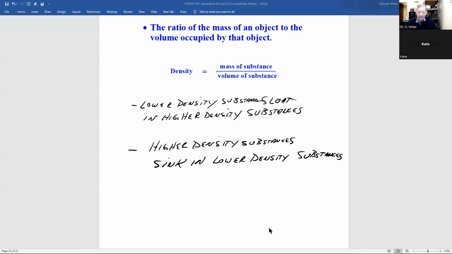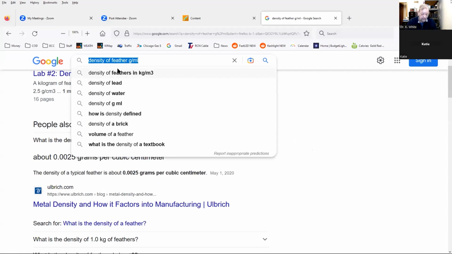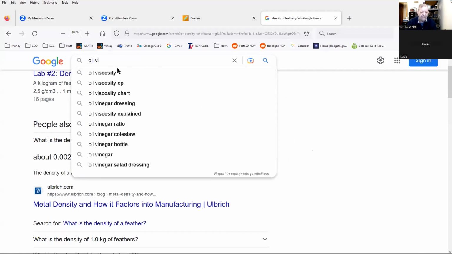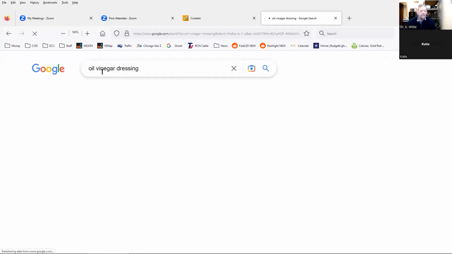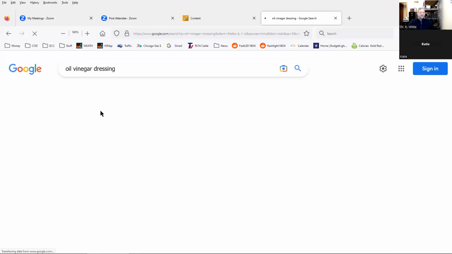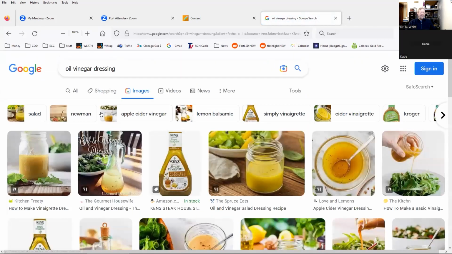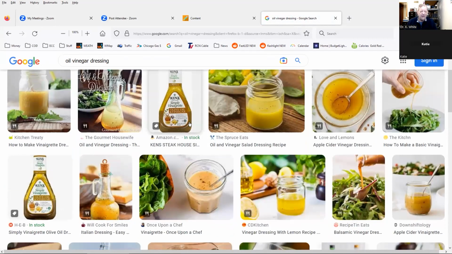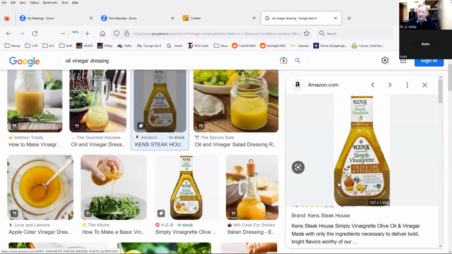Oh, one more thing. Well, let's go out to the internet. Ken Simply Vinaigrette. No, I didn't know I had my own company. But can everybody see this bottle here? Right here. And you see there are two layers. The bottom layer has seasoning, but it also has water. The top layer is oil, vegetable oil in these usually, or olive oil, probably vegetable. Oh, this says olive oil.